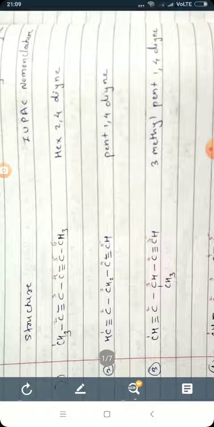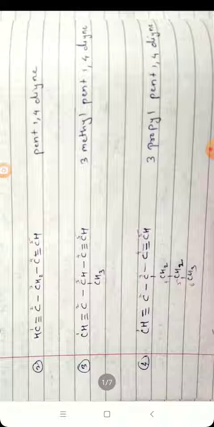See, in the third structure, 5 carbons in a straight chain, the first and fourth carbon possess triple bonds, and a prefix or substituent, that is a methyl group, is present on the third carbon. So according to the IUPAC nomenclature system, prefix plus word root plus suffix. So 3-methylpent-1,4-diyne. Okay. Now see the fourth structure.